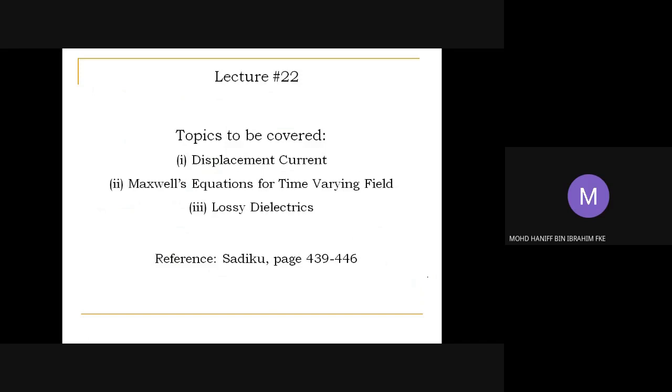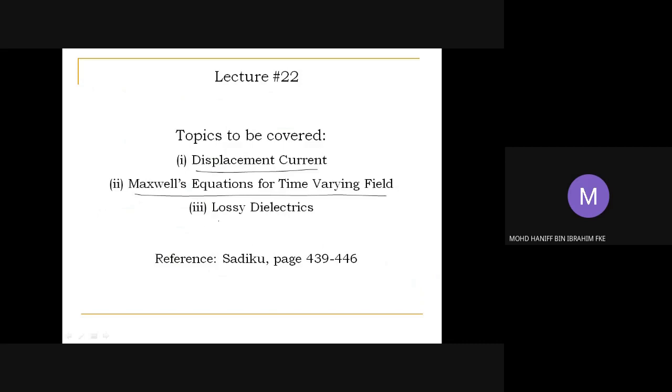Let's proceed with lecture 22, which is the second part of time varying fields, in which we're going to learn about the concept of displacement current. Following that, we're going to learn about Maxwell's equations for the time varying field, and we're going to summarize them.